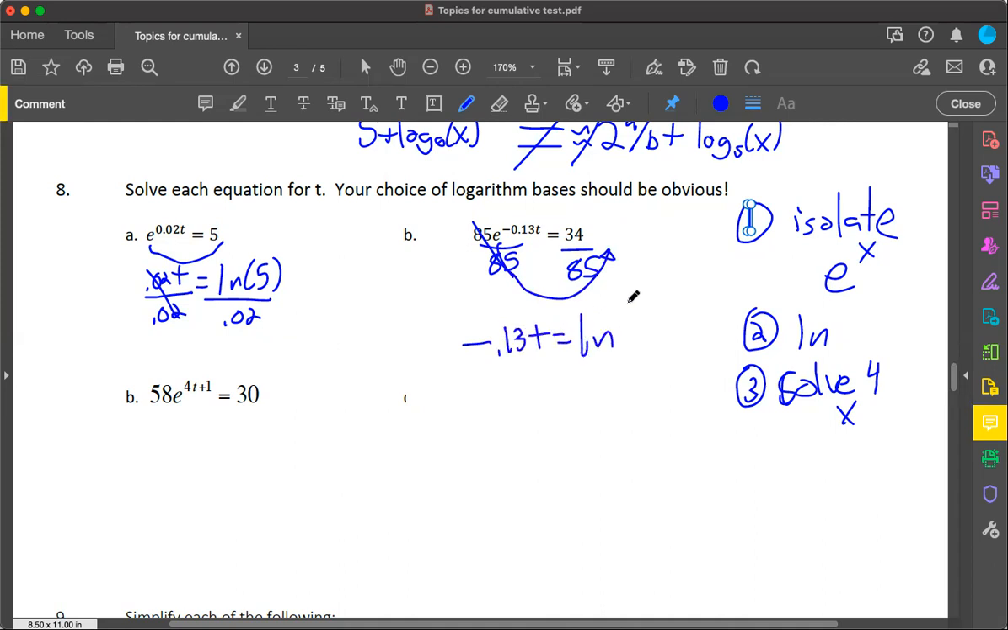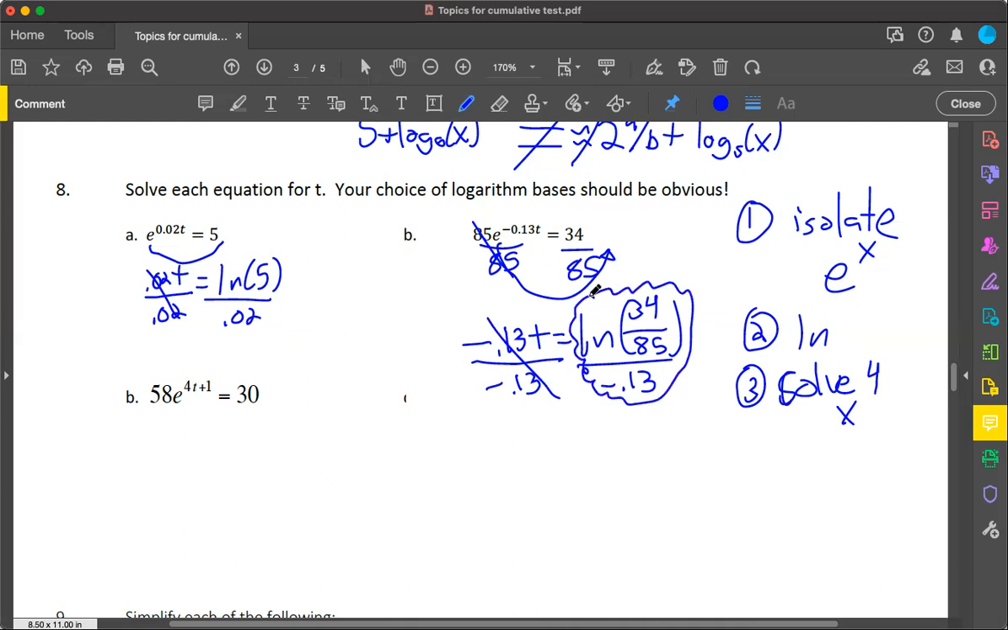Equals ln of this fraction, which I wouldn't care about until the very end, because you can just let the calculator do the work. And AI is very helpful. I don't know if a calculator is considered AI, but you know what I mean. This is your answer.